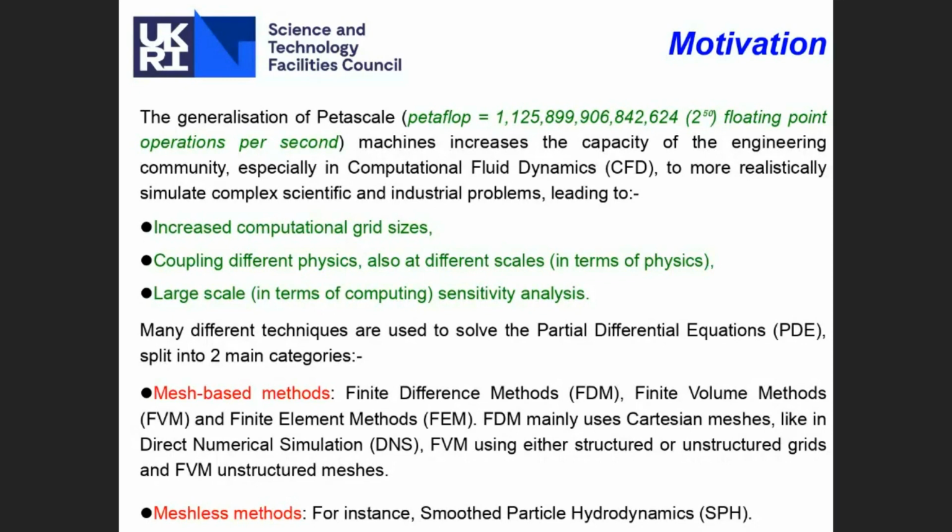So it's possible to increase the computational size of the current configuration. You can also increase the Reynolds number, make it more complex, adding more physics, or also operating at different scales. But it's also possible to do some sensitivity analysis, so running parallel simulations which don't communicate with each other. But at the end of the simulation, you basically extract some features through statistical analysis.